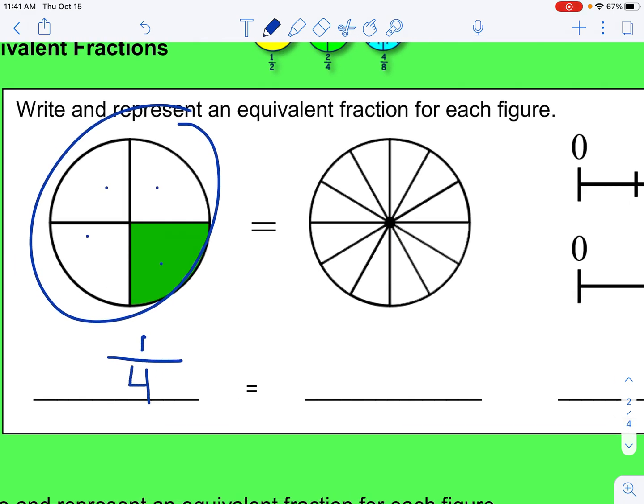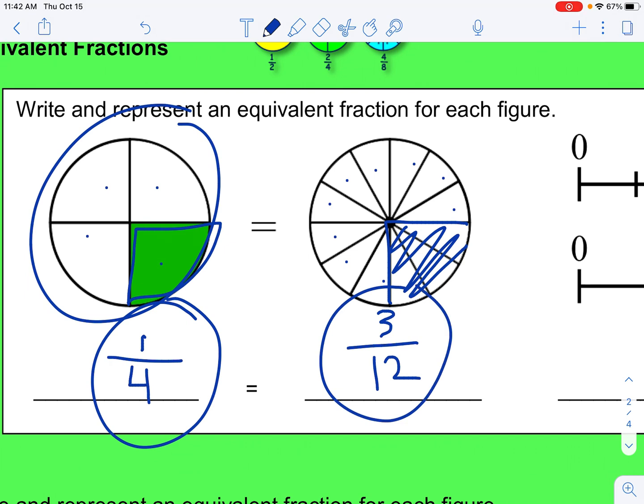So now what we are going to do is we are going to shade in the exact same amount in this second picture and figure out what our equivalent fraction is. So I see that it's like this bottom part right here. So I'm going to shade in those 3 pieces. So that tells me I have 3 pieces shaded over how many pieces altogether. So 3, 4, 5, 6, 7, 8, 9, 10, 11, 12. So 3/12.